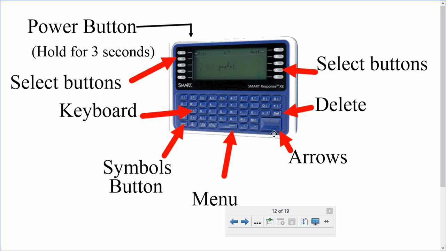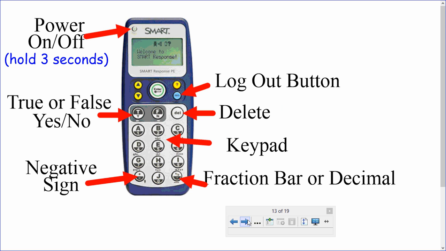Here's the pad for arrowing up and down or left or right. If you make a mistake and you need to delete something, all you would do is press the delete key. So those are the buttons for the Smart Response XE. The other Smart Response, the PE or Senteo, has similar buttons. The power button is located here on top. Again, hold it down for 3 seconds to turn it on or off.